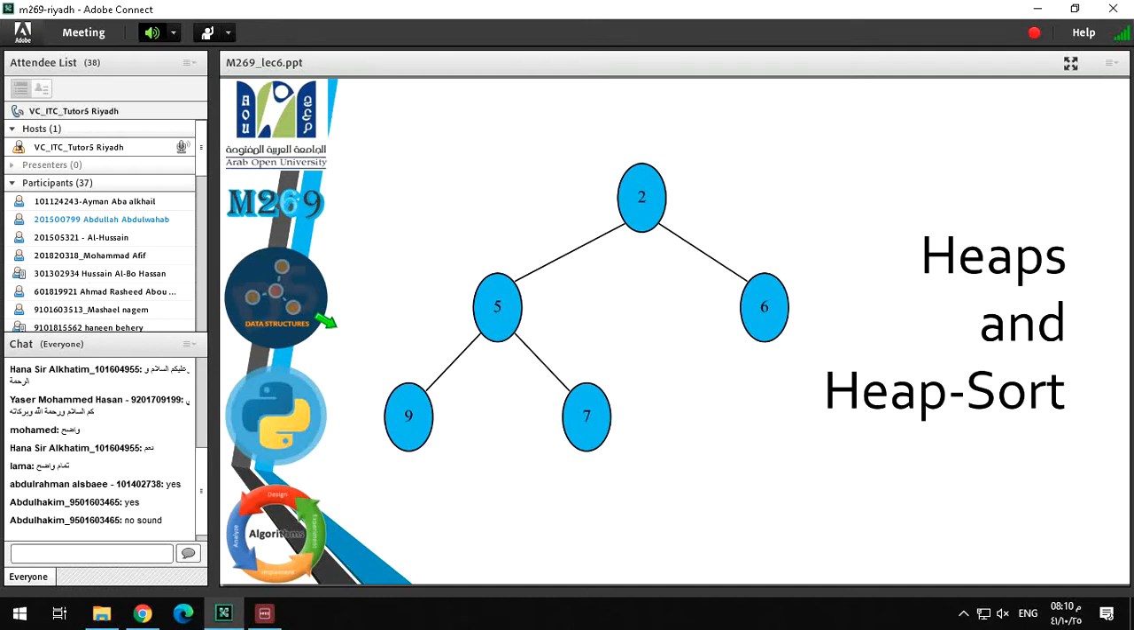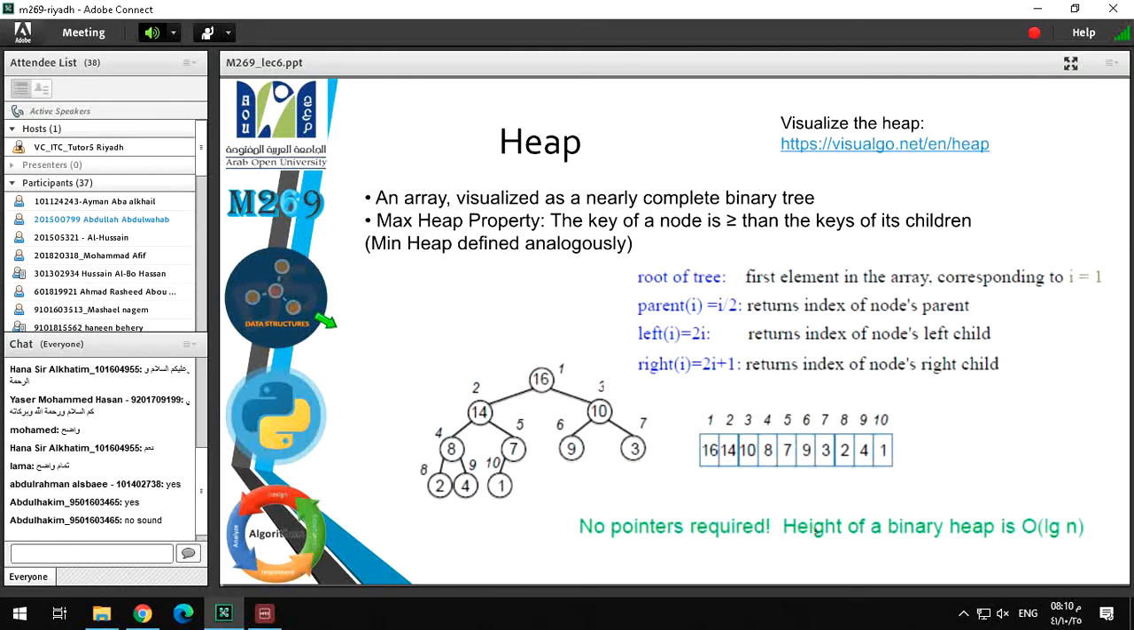The structure is totally different. We are going to deal with trees instead of the regular linear structures. So heap is an array, but it can be visualized as a binary tree in terms of the organization. So heap is a tree. This is what I want you to know, and it is actually a binary tree, not only a tree.